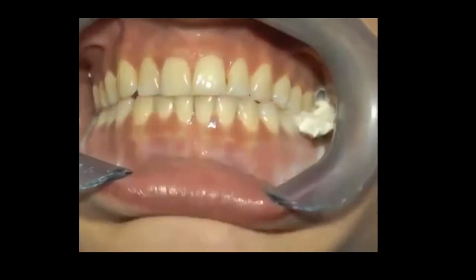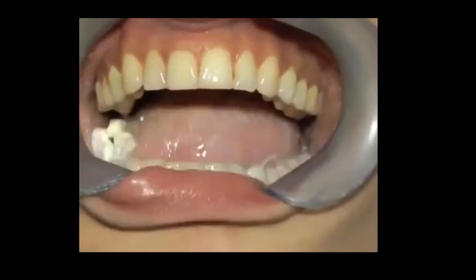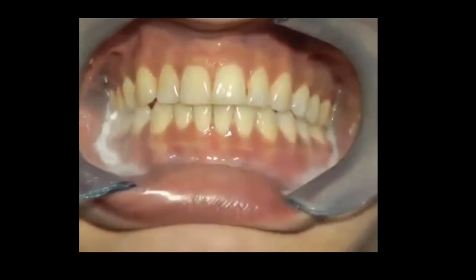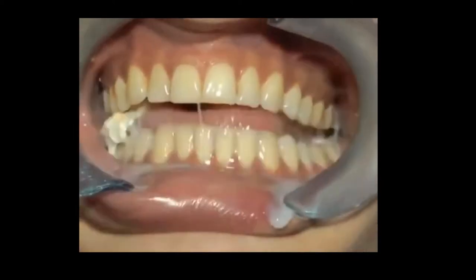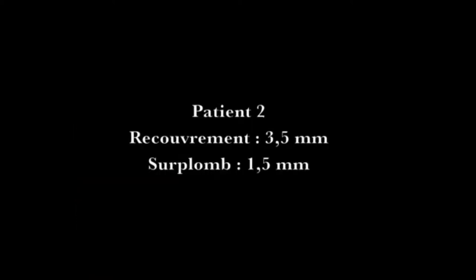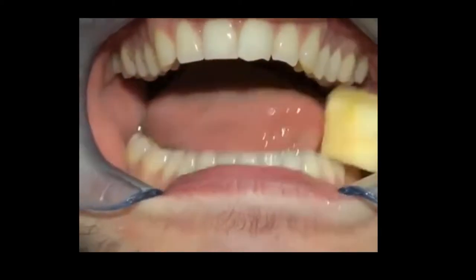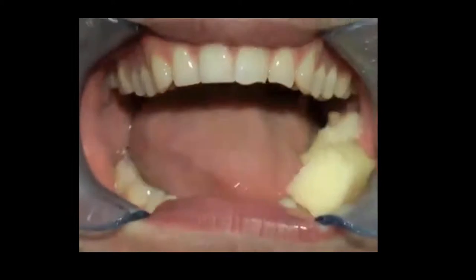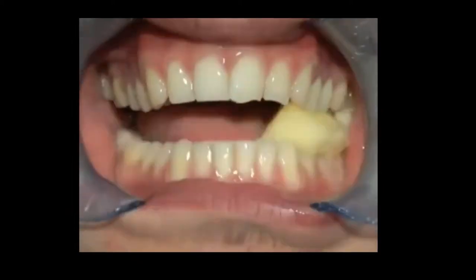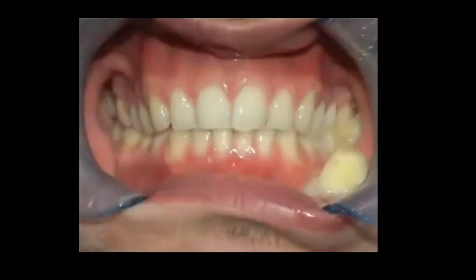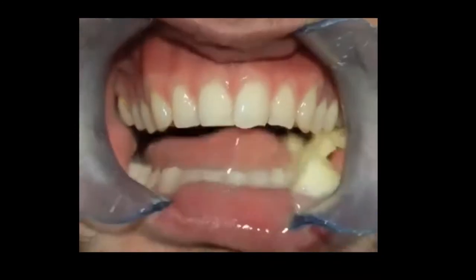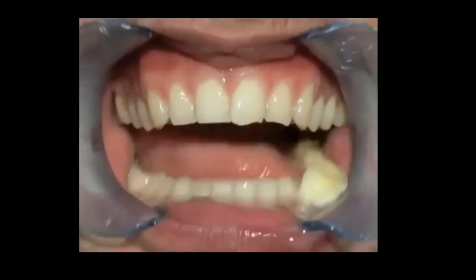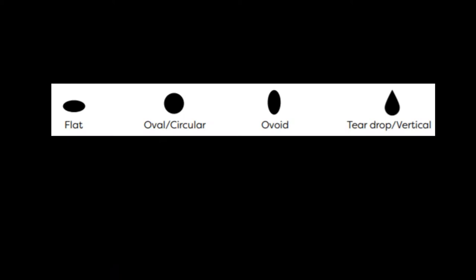Now the next patient, this is really poignant. I'd like you to take a look at this next patient's chew cycle when it switches, and tell me what you see. See how it's more horizontal? Excuse me, it's more vertical. It's a more defined teardrop. So everyone has a different chew cycle. Some are flatter, some are oval, some are ovoid, some are teardrop.